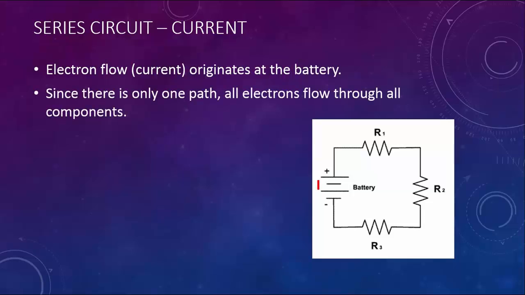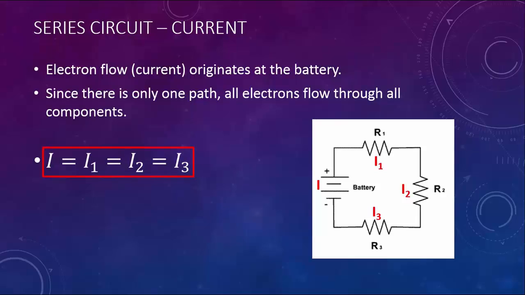Since there's only one path, all the electrons have to flow through all of the components. If 100 electrons come out of the battery, then all 100 electrons travel through the first resistor, and then all 100 travel through the second resistor, and then all 100 travel through the third resistor. The current in a series circuit is the same through each component.